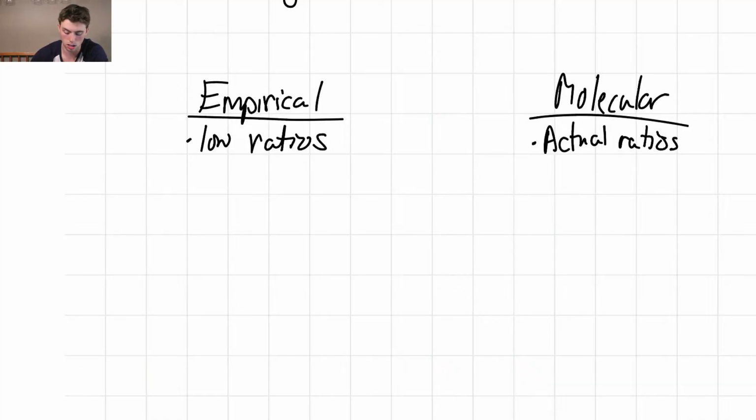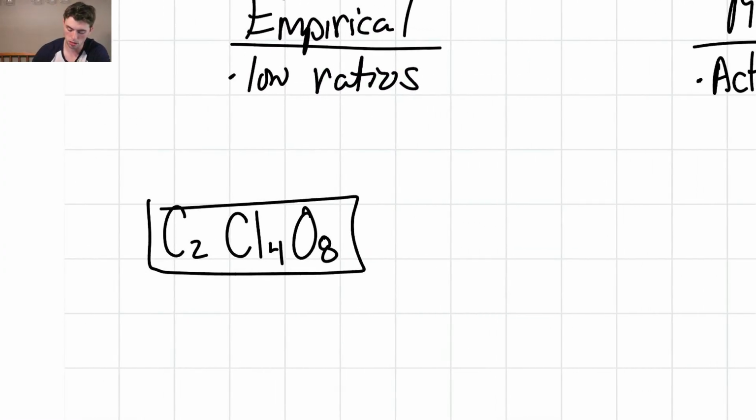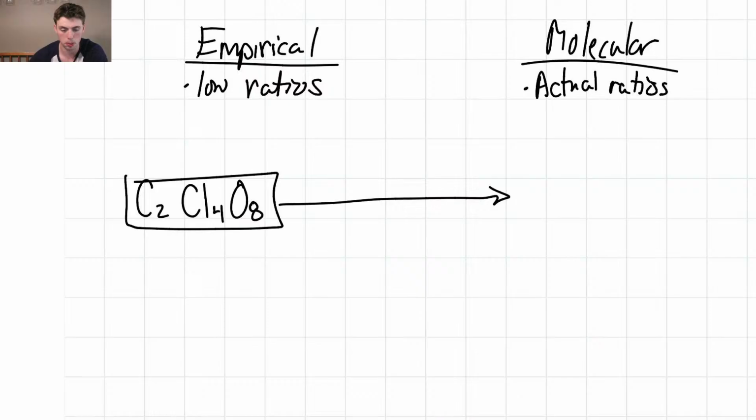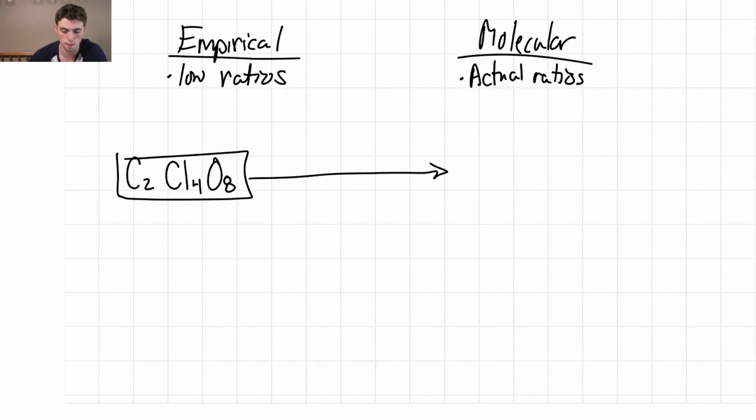So for instance, the empirical formula that I could have is, and this is just random stuff, C2, Cl4, O8. Now this would never happen, it could never conform this way. I'm just writing down absolutely random numbers. However, this could be the empirical formula, but the molecular formula could be completely different, depending on the amount that I have.